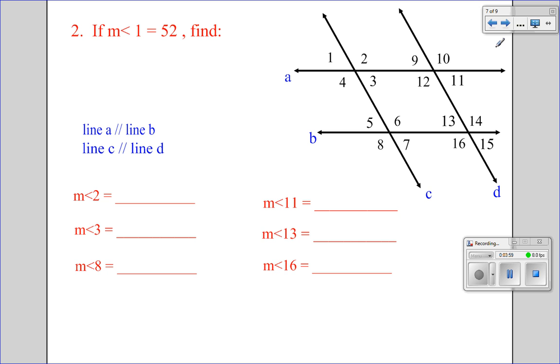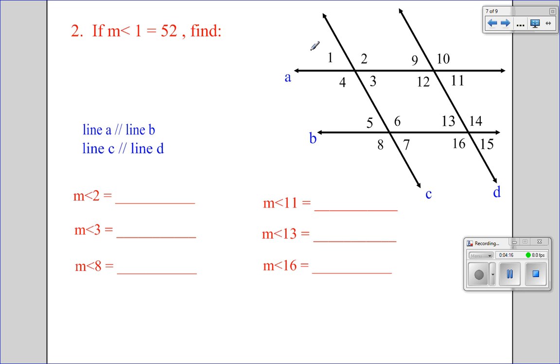Okay, here we have a little more going on if you notice. We have two sets of parallel lines. Line A and line B are parallel. Line C and line D are parallel, each cut by transversals. So pause it for a second and try it out. All right, let's come back to it.